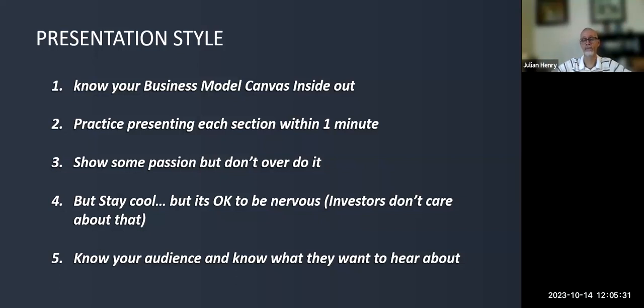Some entrepreneurs and students tell me, okay, I'm going to be nervous on this pitch. Let me tell you, judges don't care about that. Investors don't care about that. You could look nervous, sound nervous. That's okay. It's the information that you say that they're listening to. So don't worry about being nervous. You just be yourself and say what you have to say.